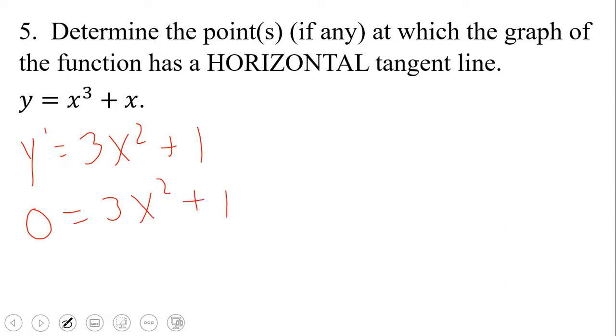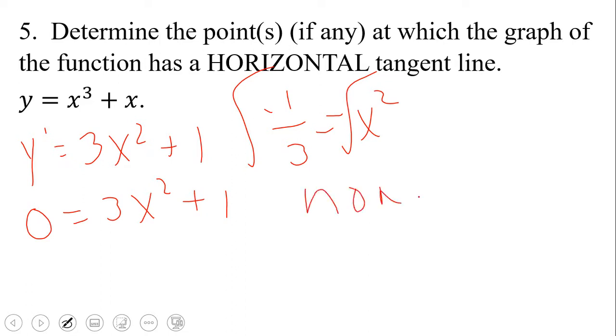You're going to subtract the 1, you're going to divide by 3, and you're going to get negative 1/3 is equal to x squared. That should make you think for a second, because how do you get rid of a squared? You take a square root. How do you take the square root of a negative? Well, that's imaginary. So determine the points, if any. There are none. You could also say no solution. In this case, either of those would be fine. And again, the reason why is because you cannot take the square root of a negative.